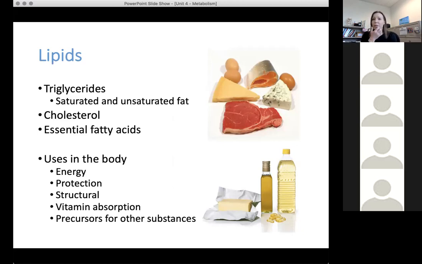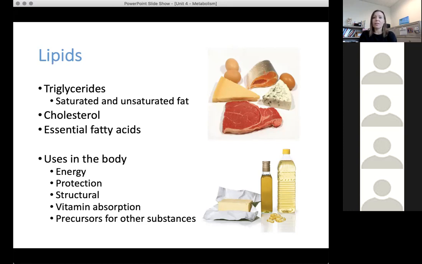So next ones are the lipids. These are fats. And as far as dietary sources, triglycerides are the most abundant type of lipid found in our diet. There are saturated and unsaturated fats. Saturated fats come from typically meat, dairy products, and hydrogenated oils, which, for example, would be something like shortening, like Crisco or margarine.